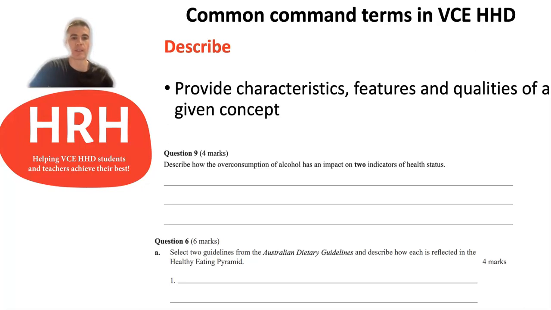And then down the bottom there, select 2 guidelines from the Australian Dietary Guidelines and describe how each is reflected in the healthy eating pyramid. Once again, you're linking features or characteristics of these guidelines and how they are then linked to aspects of what's going on in the healthy eating pyramid. And so once again, you're doing it twice for 2 marks. So typically those describe and outline questions fall around that 2 or 1 mark allocation.